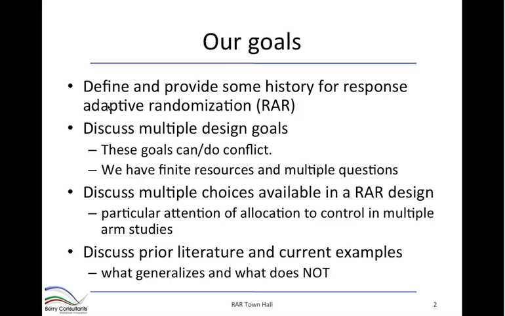In the context of that, I'm going to discuss some prior literature and some current examples, and I want to spend a lot of time talking about what generalizes and what does not. I want to avoid situations like, well, this paper said that RAR was biased, and so therefore RAR produces biased estimates. It's certainly true that in some contexts, RAR produces biases. In some contexts, RAR's biases are minimal.